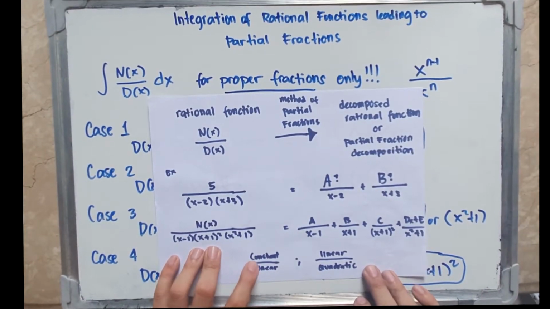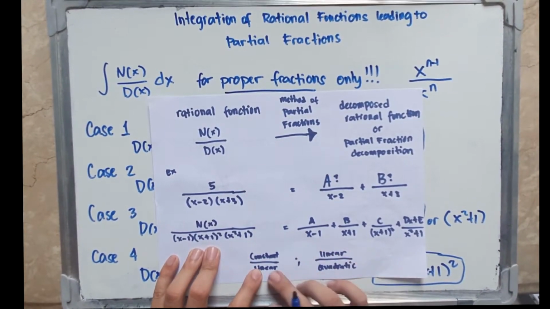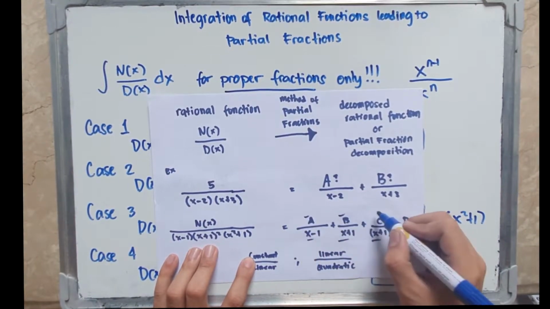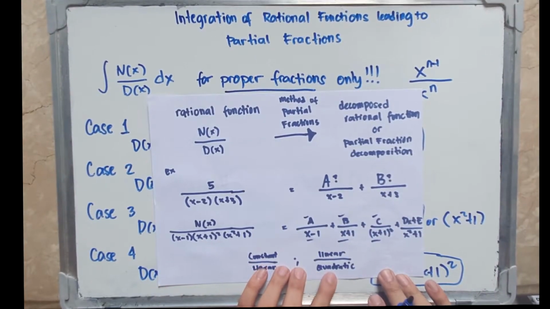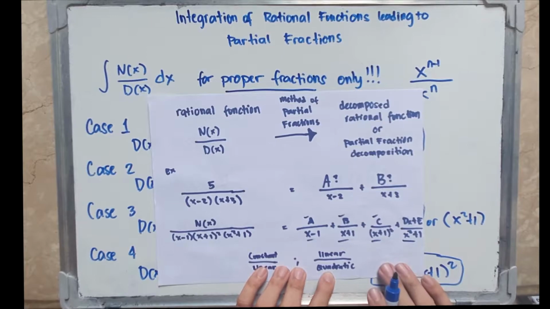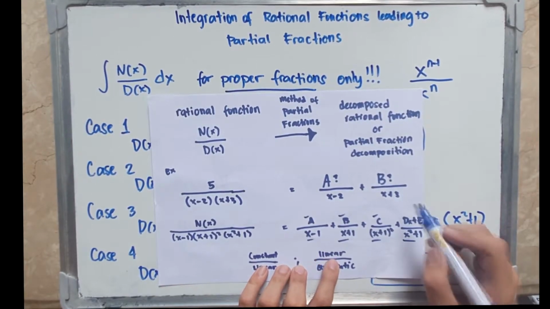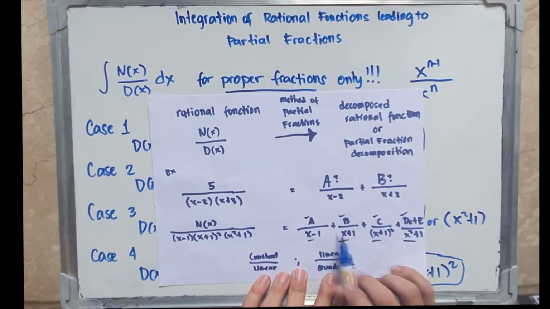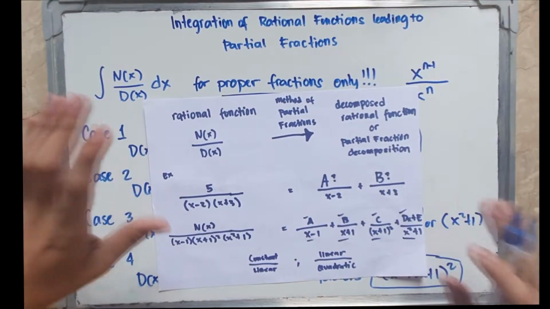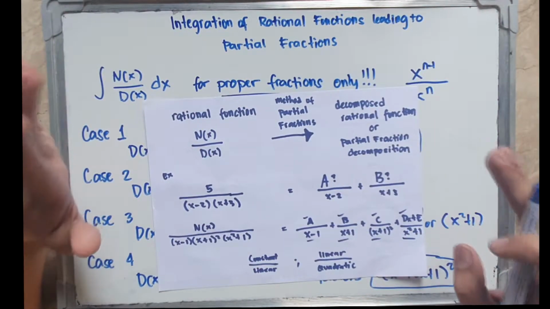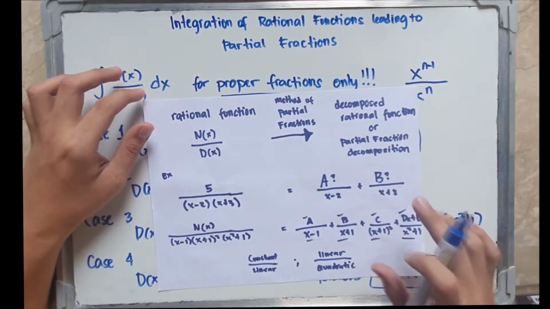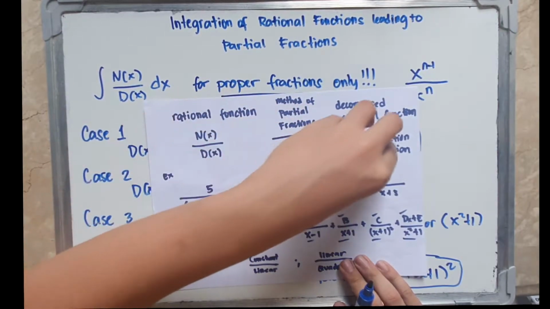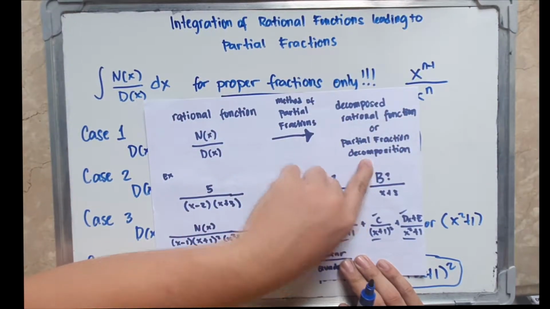So here's the guide. If we have a linear in the denominator, the numerator will be constant. And if we have a quadratic in the denominator, the numerator will be linear, just like this one. So this is linear, this is quadratic: constant, linear, constant, linear, constant, linear. This is specific to equivalent values.